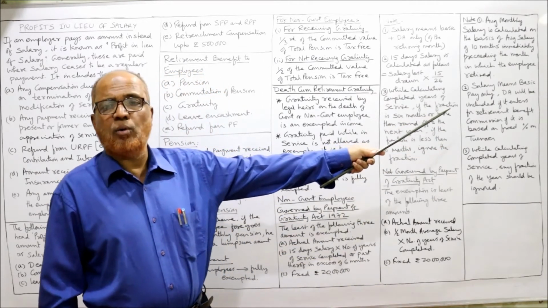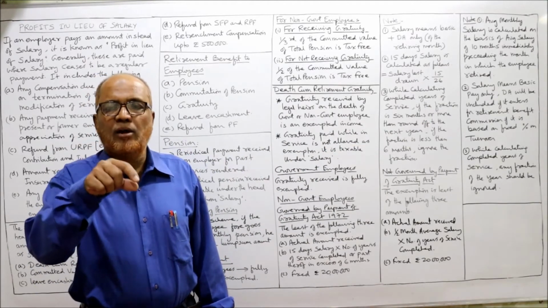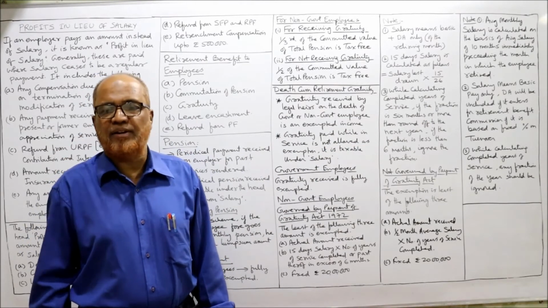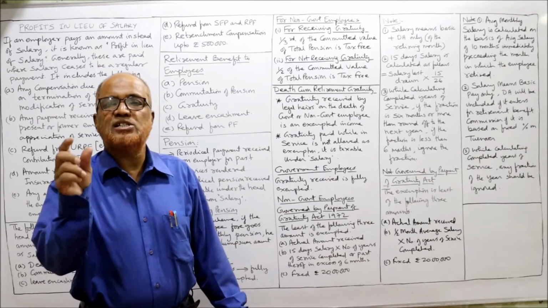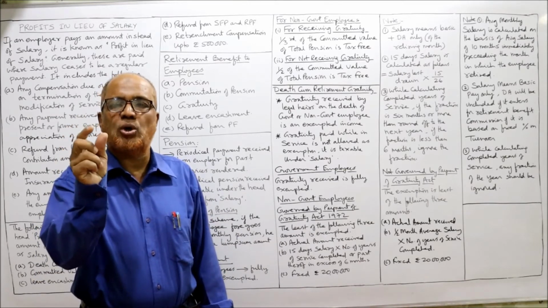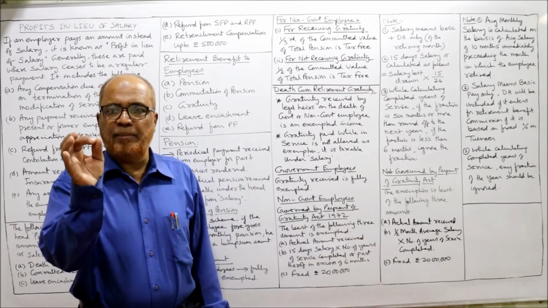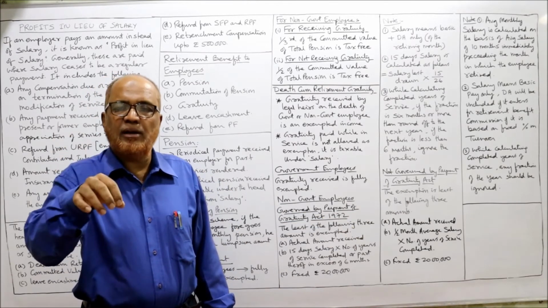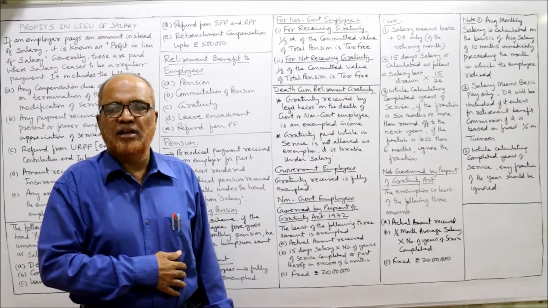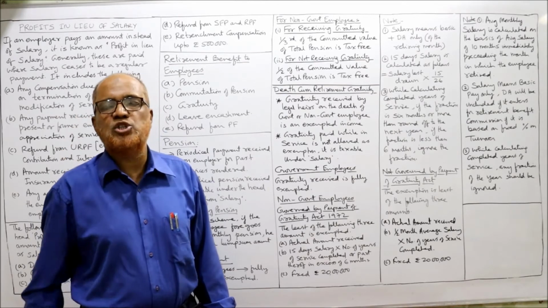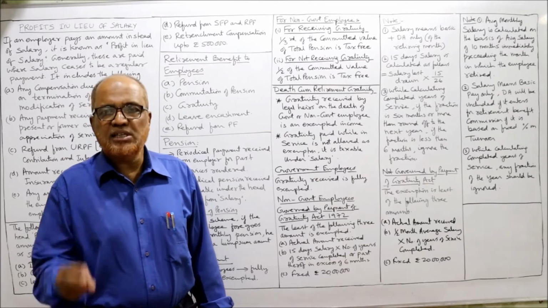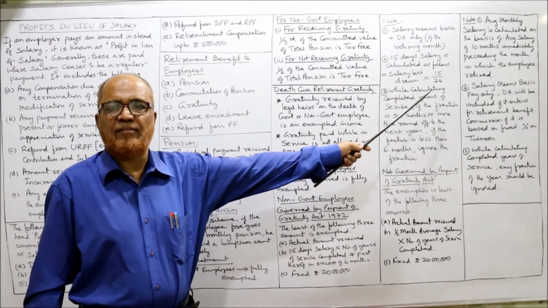Salary means basic pay only. DA will be included if it enters for retirement benefit, and commission if it is based on a fixed percentage on turnover. So while calculating salary, we should take basic pay only. These three things we take for calculating the average salary.